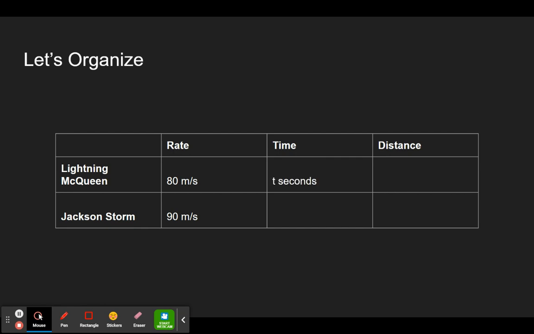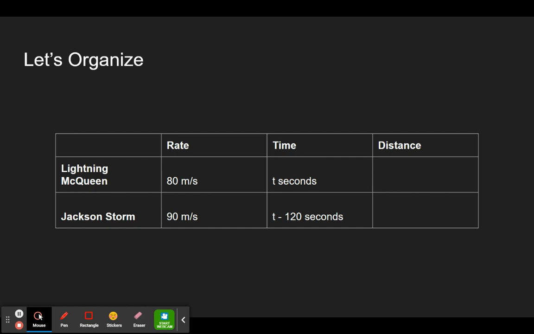We don't know exactly how long the race takes. We do know that Lightning McQueen is driving the entire time, from the time the race starts until the end. So we're going to say that his time is T seconds. We then also know that Jackson Storm has given Lightning McQueen a head start, which means he's been spending less time driving than Lightning McQueen has.